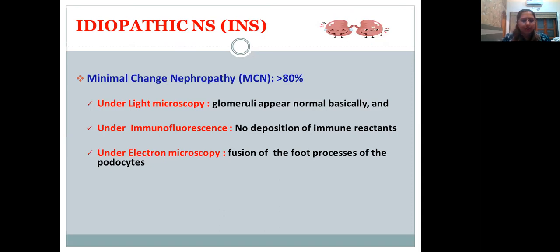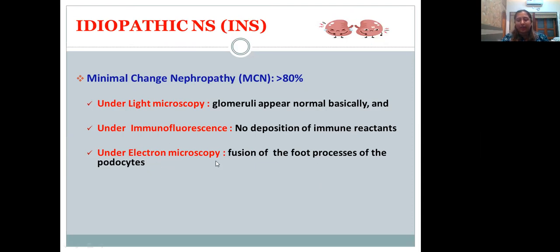There is absolutely no difference that we can make out. If we check the same section under immunofluorescence, then there might not be any deposition of immune reactants, or occasionally might be. But what is distinguishing and what tells us that it is definitely minimal change nephropathy is this. Under electron microscopy, the picture will show us fusion of the foot processes of the podocytes. So this is very important.